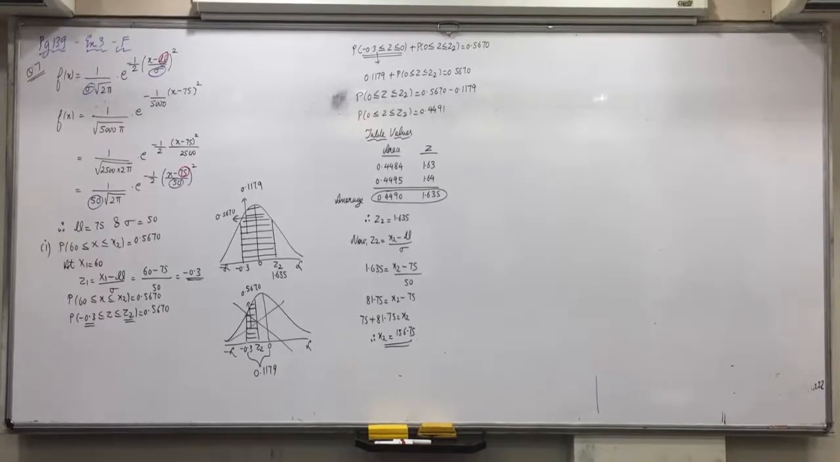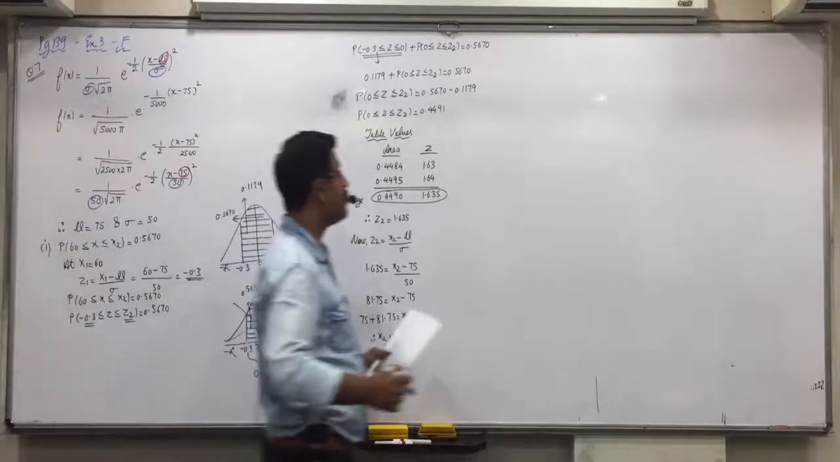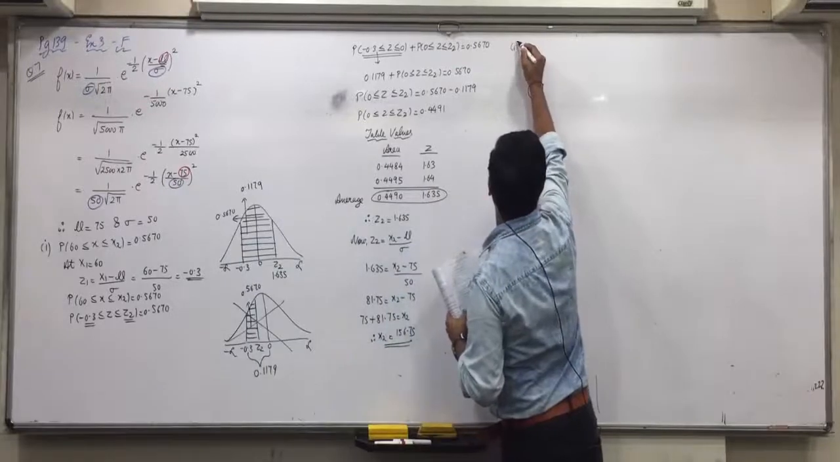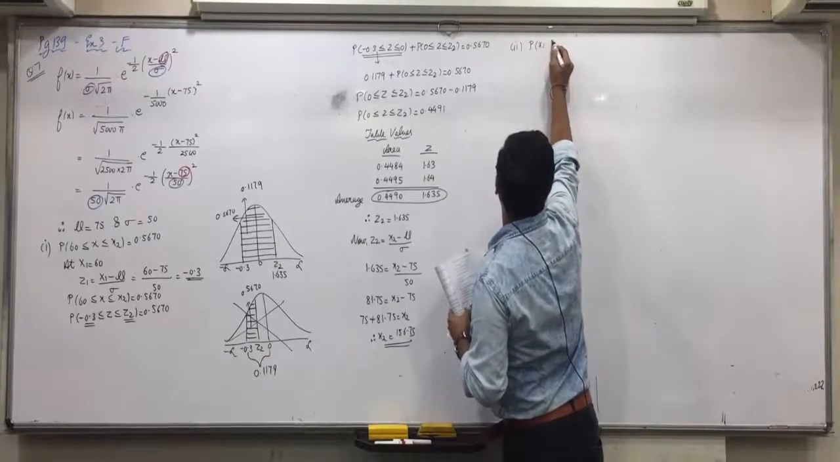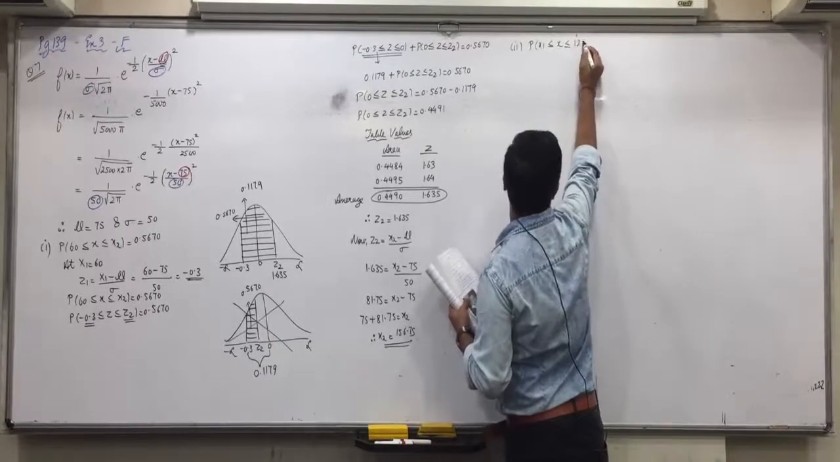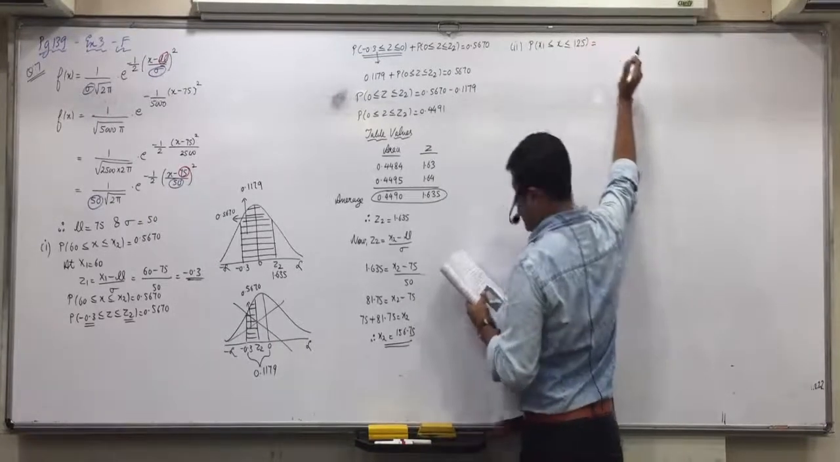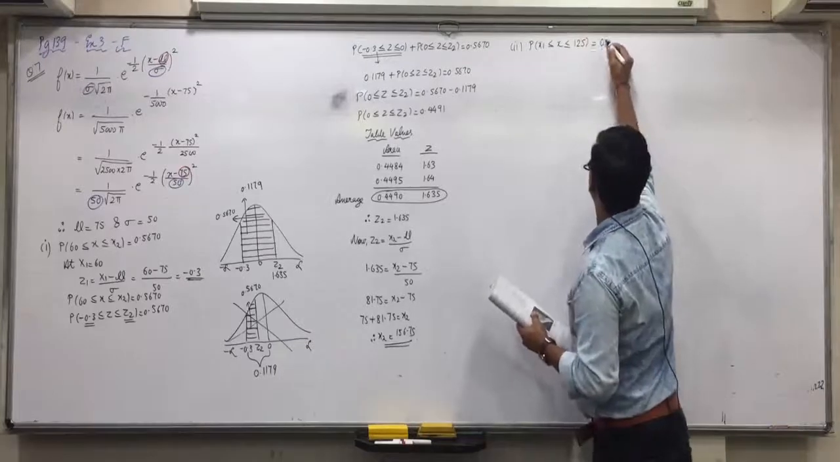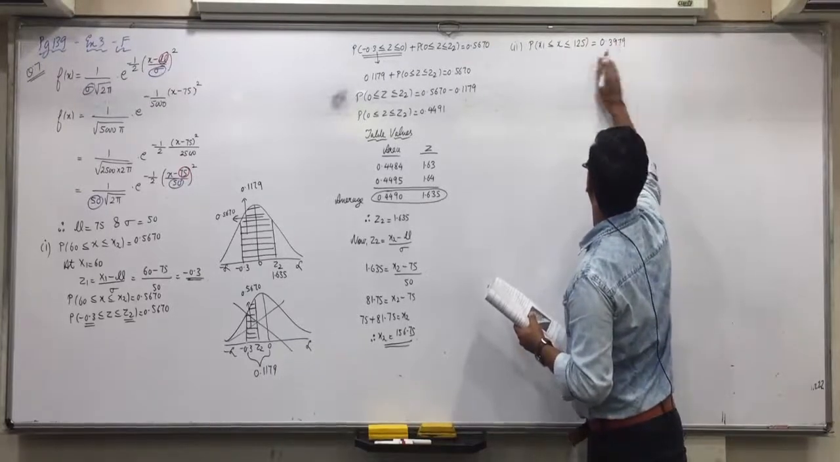Now second, P of x1 less than or equal to x less than or equal to 125 is equal to 0.3979.